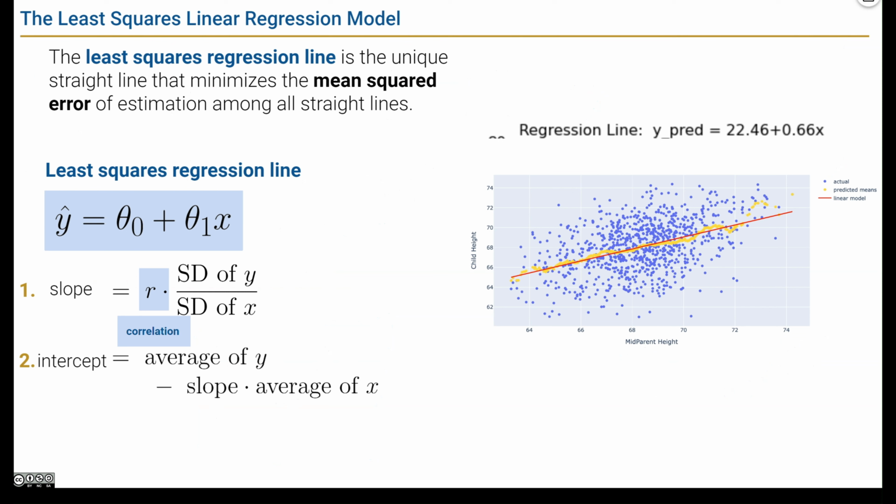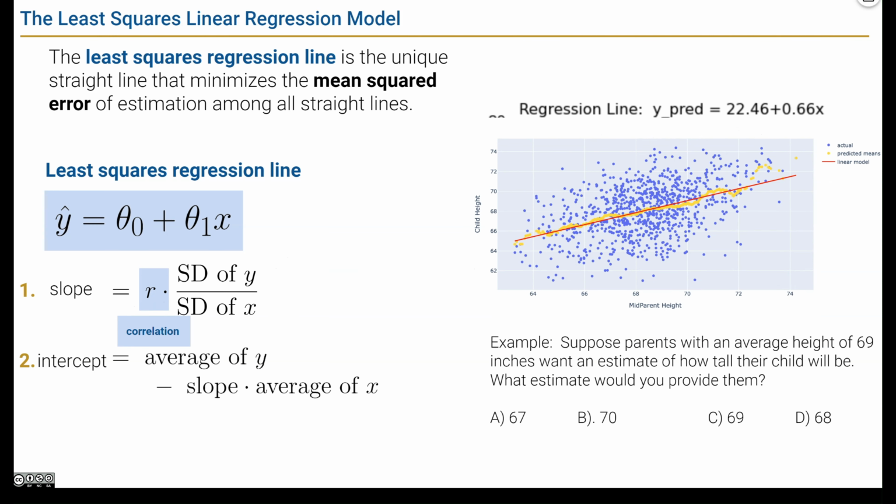So notice the slope actually depends on the correlation. The slope is the correlation, and then if you recall, correlation is unitless. My slope is in units rise over run, and so we get our units correct here by taking standard deviation of y divided by standard deviation of x. Our intercept here is average of y minus your slope times the average of x.